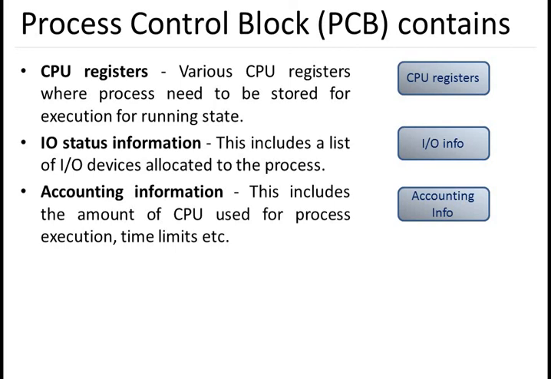Now, IO status information. For example, a particular process needs to read data of a certain file. That means the process needs to open that file. It requires access to that file. So this information also needs to be stored somewhere. The PCB maintains track of all this information, and for every process there is a unique PCB. So this is all about PCB.